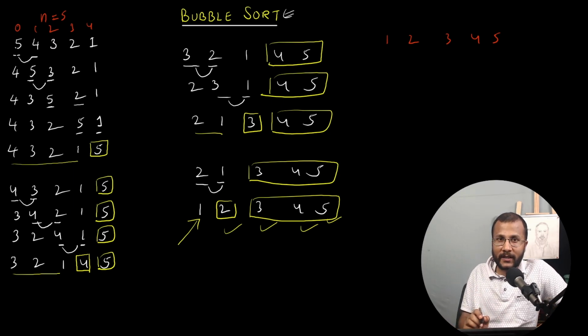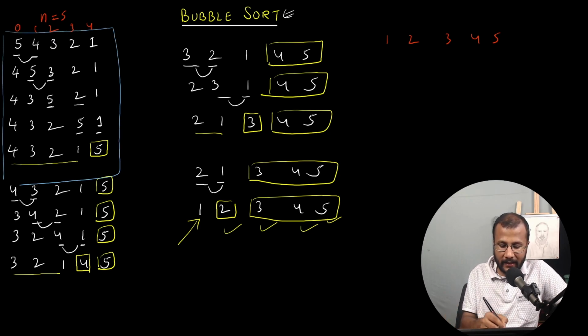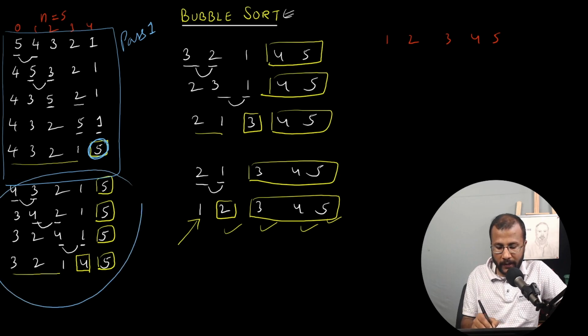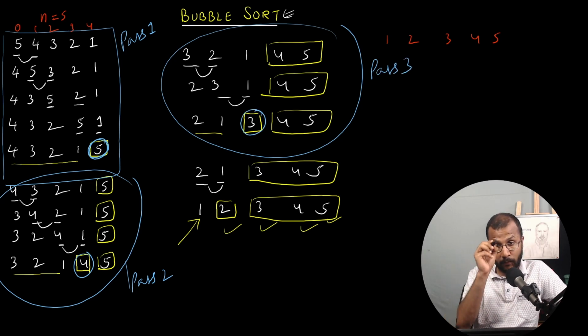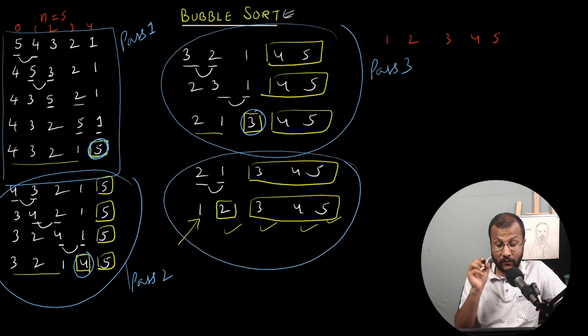If you observe closely here, we are repeating the same process multiple times. So this box, this entire thing is called pass 1. In pass 1, we bubbled up the largest element to its correct place. So 5 is placed here at index 4. Okay. And this is pass 2. In pass 2, what we did was we placed 4 at its correct position. This is pass 3. In pass 3, we placed the number 3 at its correct position. And this is my final pass, pass 4, wherein we placed 2 at its correct position.